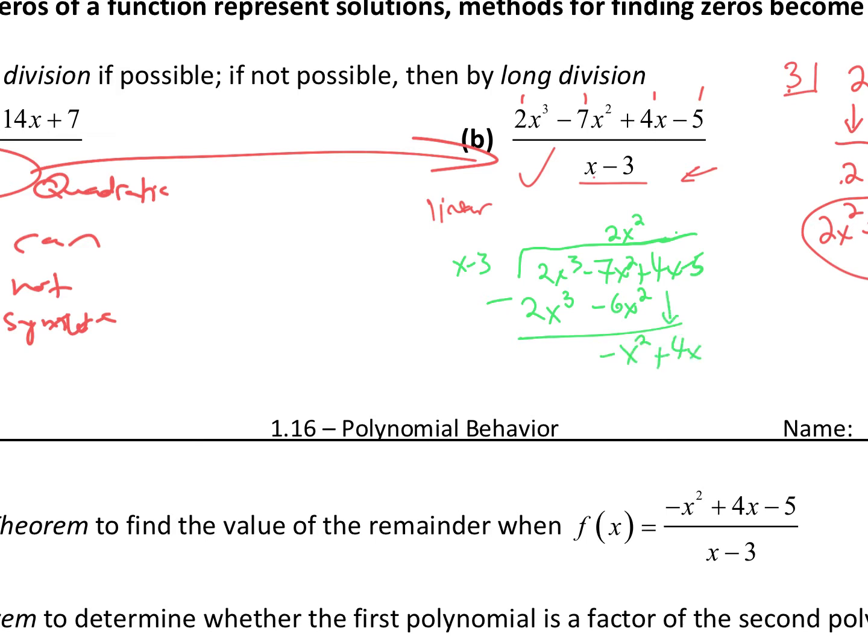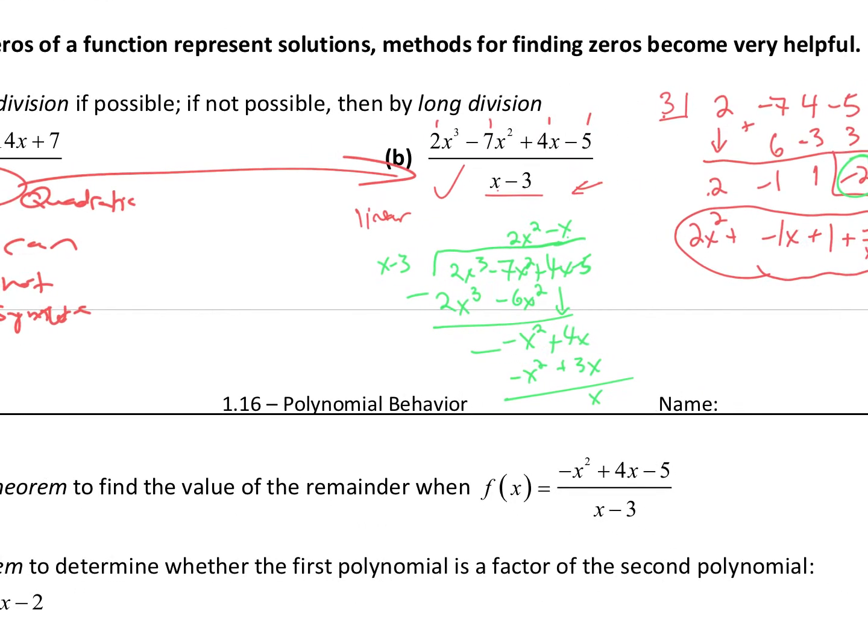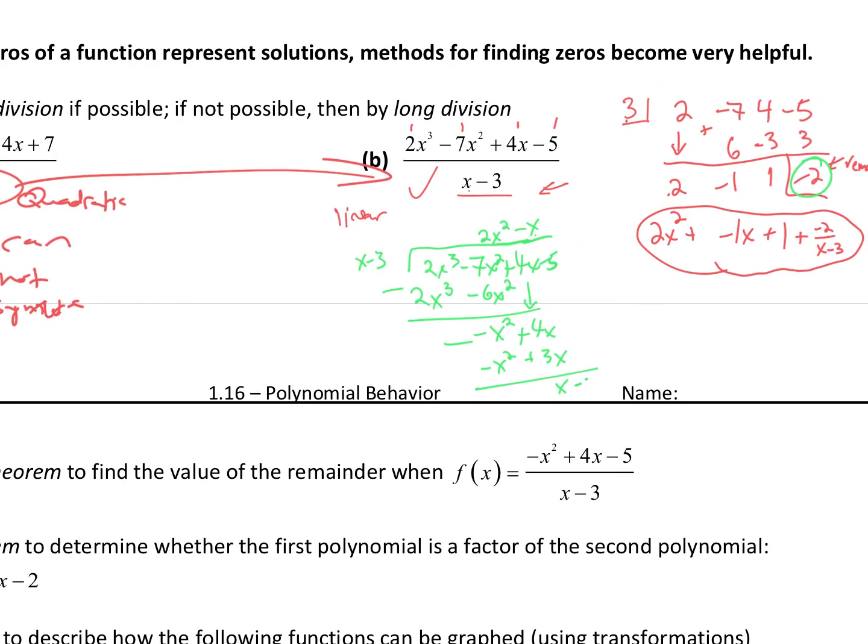I drop the 4x and play the same game again. This would be -x times x would give me -x squared, but when I do that, I get positive 3x. I subtract and I get x. Drop the -5. That comes down. And my last step would be, that would be 1. When I do that, that's x minus 3, and I subtract those. X minus 3 would give me -2. So that's my remainder. And as you see, I get the same solution as when I did synthetic division.